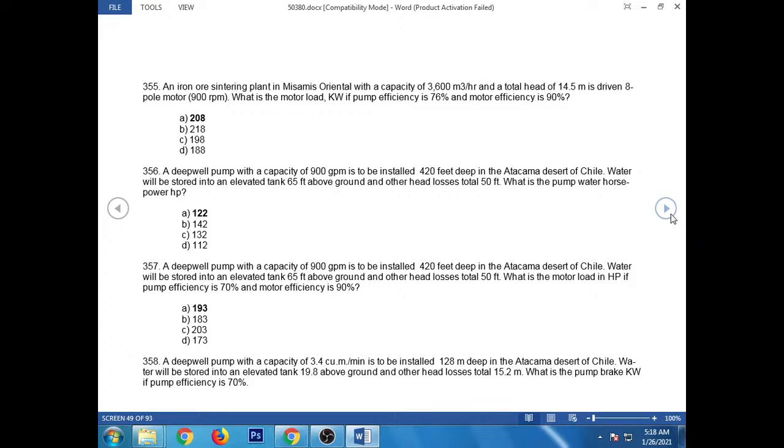A deep well pump with a capacity of 900 GPM is to be installed 420 feet deep in the Atacama Desert of Chile. Water will be stored in an elevated tank 65 feet above ground and other head losses total 50 feet. What is the pump water horsepower?